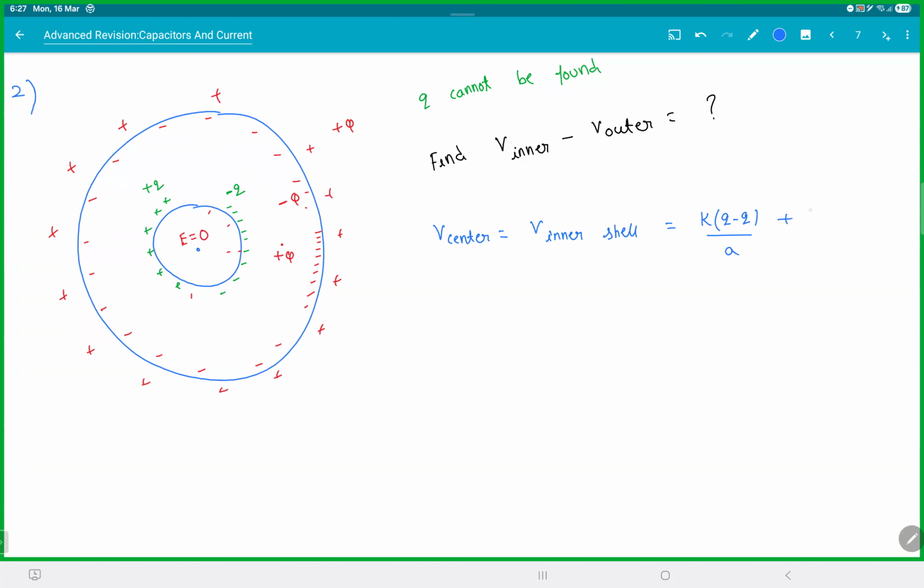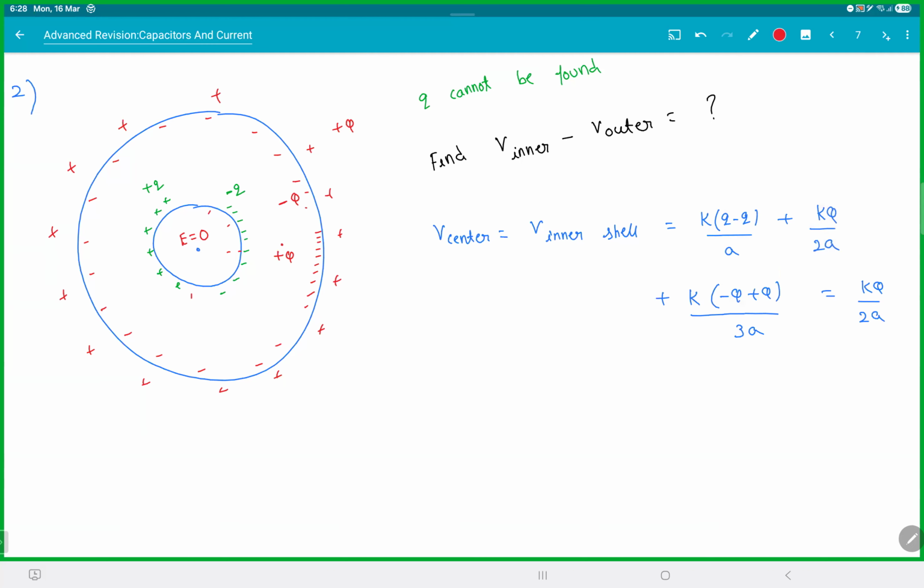Plus, due to this charge it will be kq by 2a. And due to the outer shell, k times minus q plus q by 3a. So this guy is gone, this guy is gone. So this is kq by 2a. This is the potential on the inner shell. Now, for the outer shell, you can't do this.